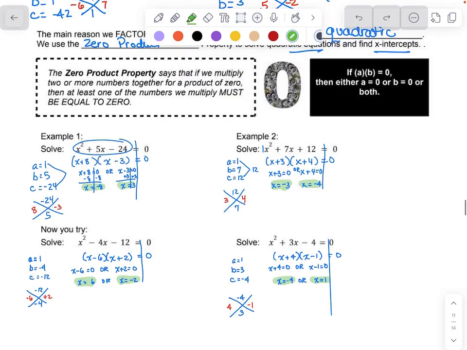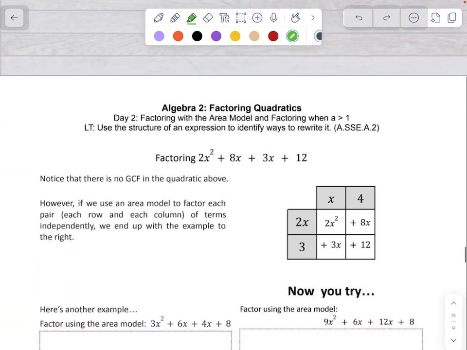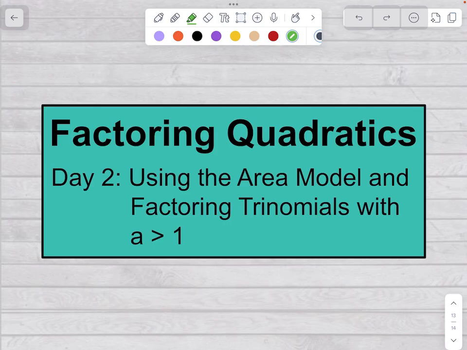So yeah, that's it. That gets us to the end of the second video, day 1, part 2. And tomorrow's video, or part 3, will look at factoring using the area model and factoring trinomials where a, the leading coefficient, is greater than 1.